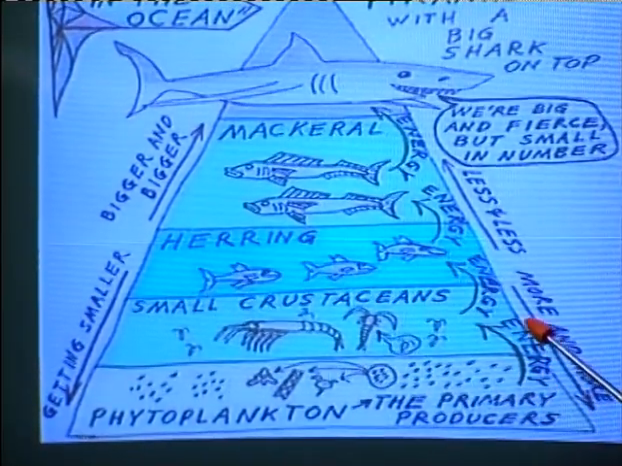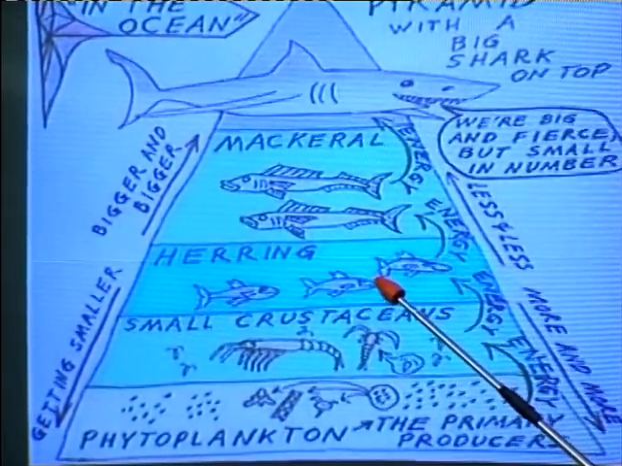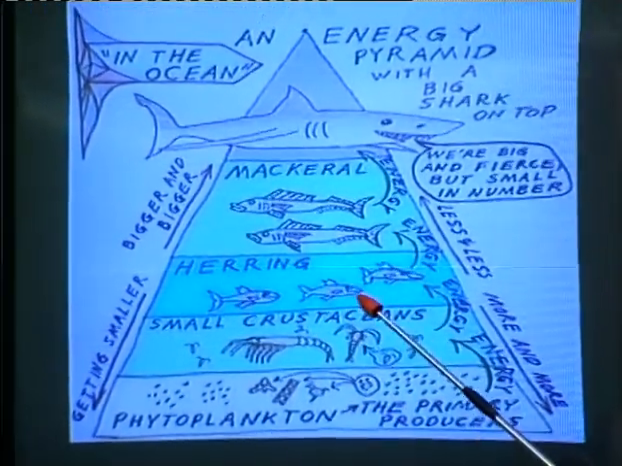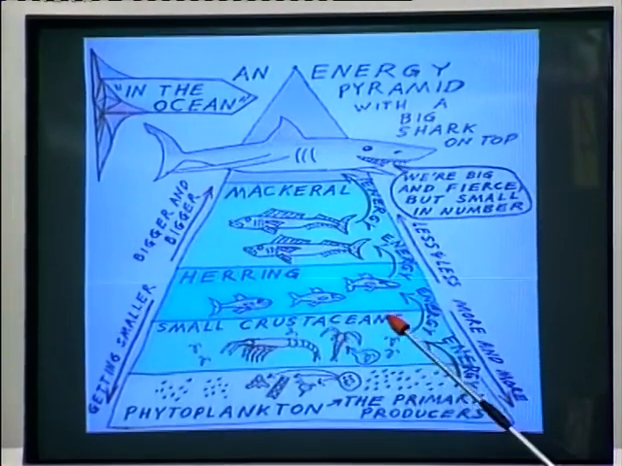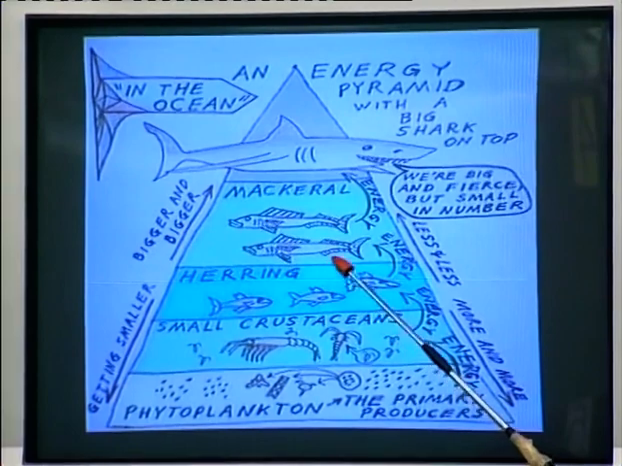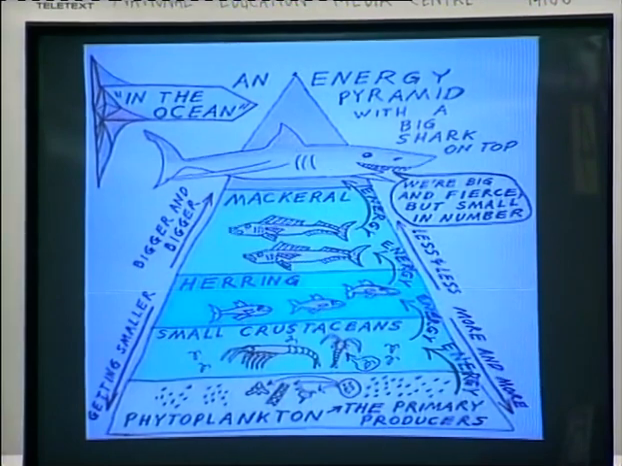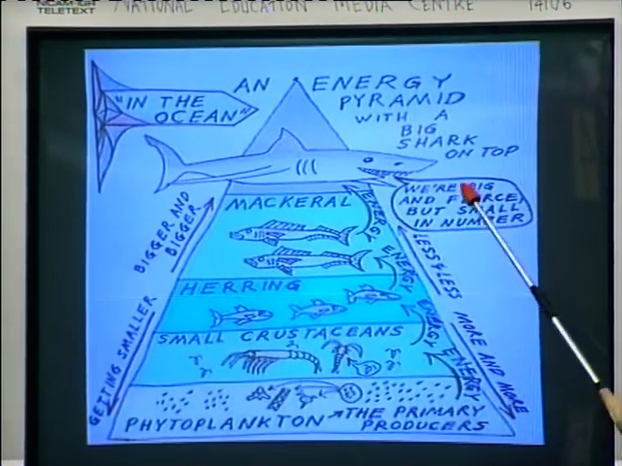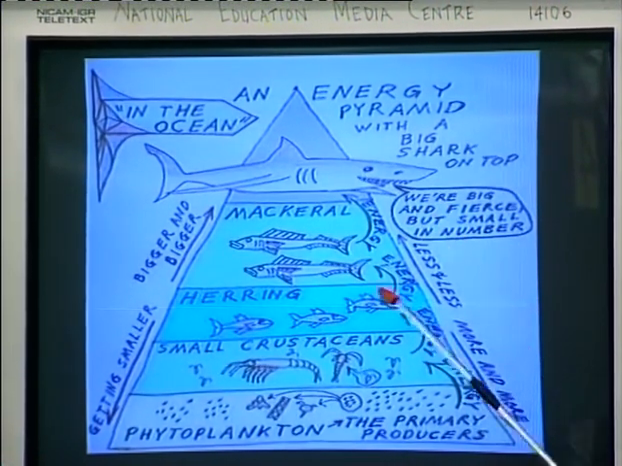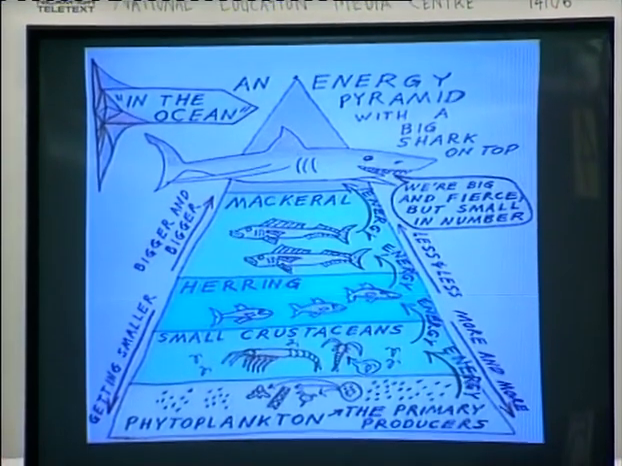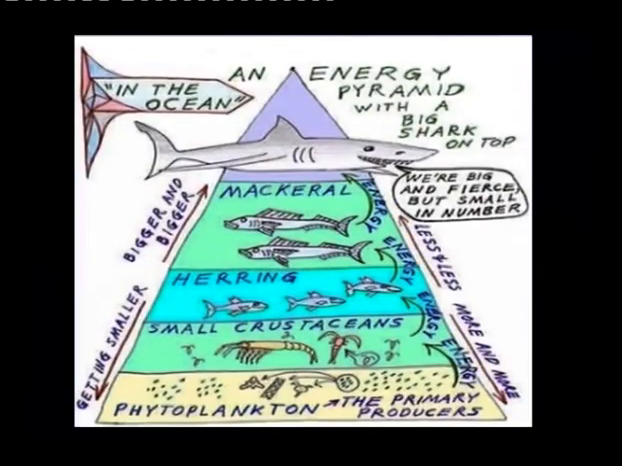On this side, you can see the energy being transferred. Okay, so these ones are fed by small fish called the herring. And when this mackerel comes along and eats the herring, then the energy is transferred there. But it gets smaller and smaller once it gets to the top. And right at the top here, we have the shark. Now, you can see the shark is saying, we're big and fierce, but small in number. So you can see that is how a food pyramid is, like that first one that I showed you. Now, very good.